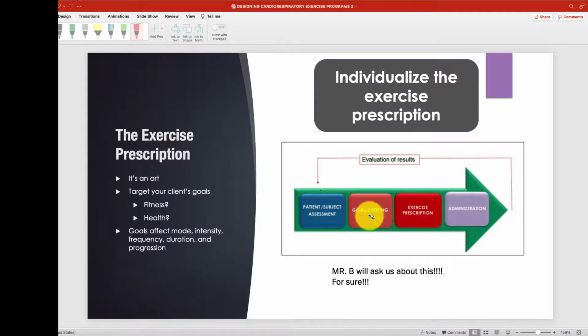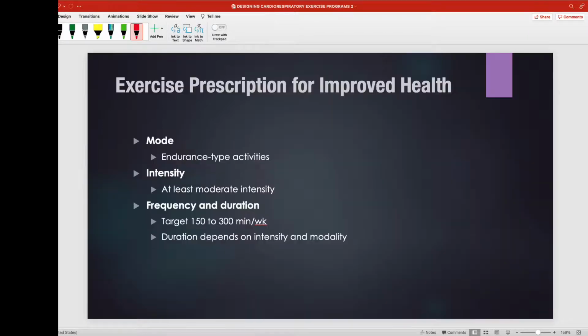Again, we have to know who the person is. We have to know what the goals are, and if they don't know what the goals are, then we have to help them. We are the exercise professionals. If they don't know what's good for them, we're going to help them figure that out.